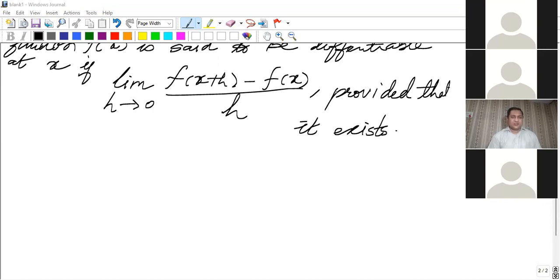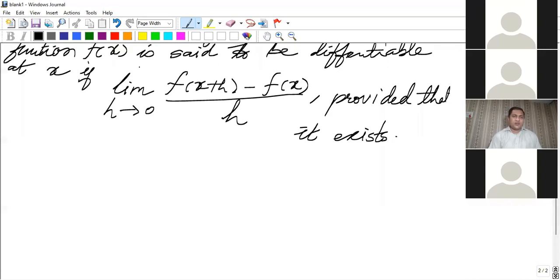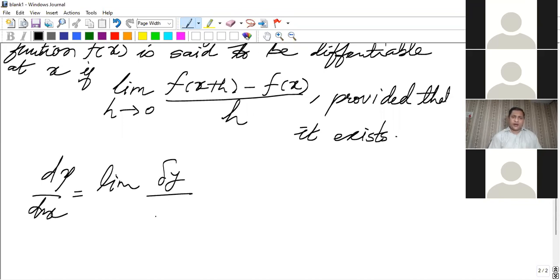Okay, so we denote this as a derivative. The derivative we write as dy by dx. This is the usual notation. What it means is that we consider a small change in y with respect to a small change in x, and this small change tends to 0. That means the difference in x is very small, and then we ask what the corresponding change in y is.